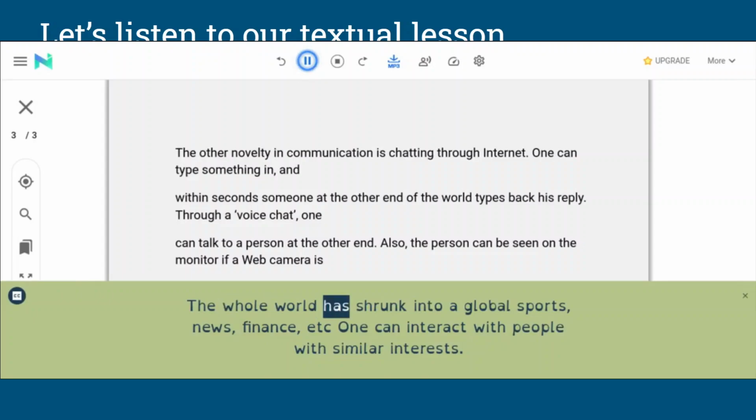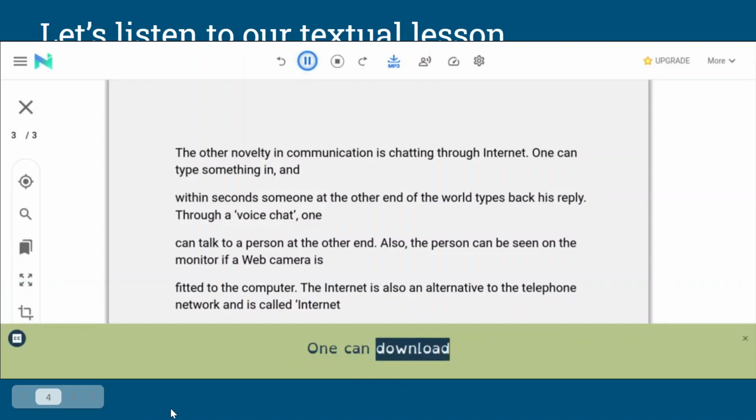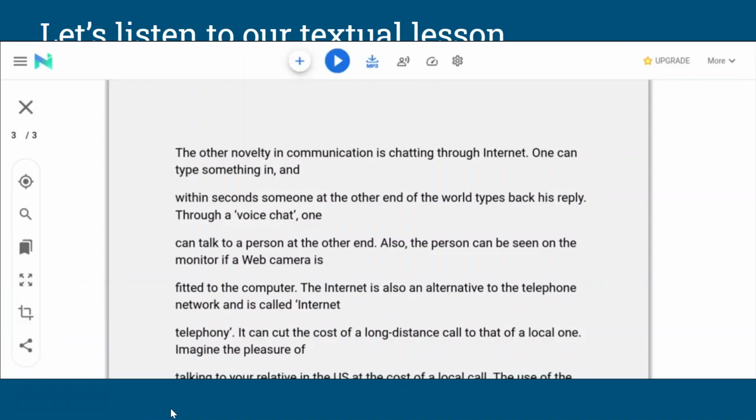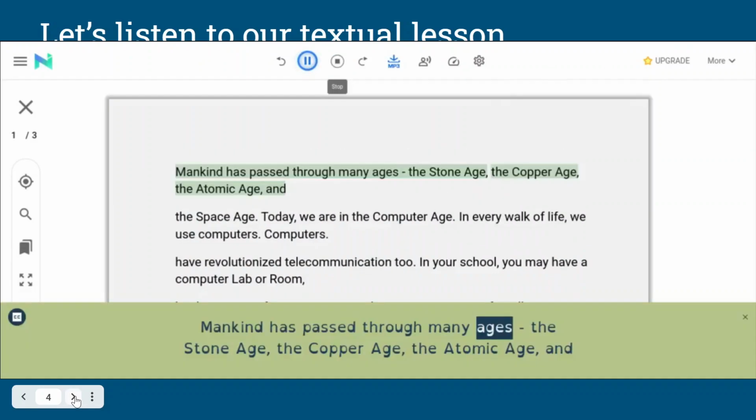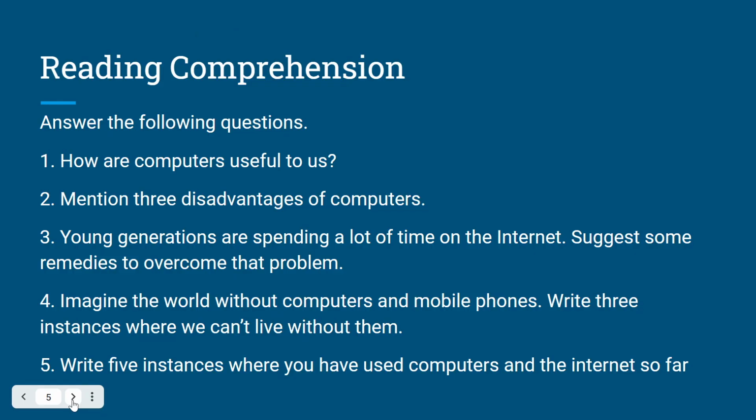The whole world has shrunk into a global sports, news, finance, etc. One can interact with people with similar interests. One can download, pass through many ages, the Stone Age.